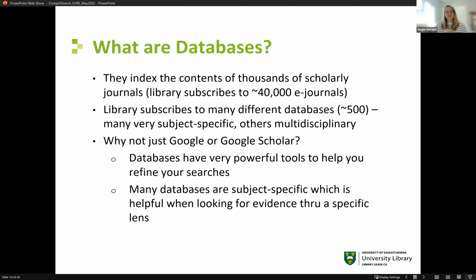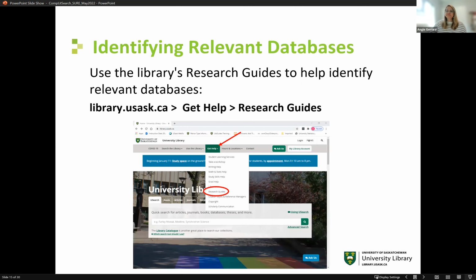So beyond just Google Scholar, that's why we want to be aware of what databases are in our area. When you're trying to get started in terms of what those relevant databases would be, you start at the library homepage, which is just library.usask.ca.